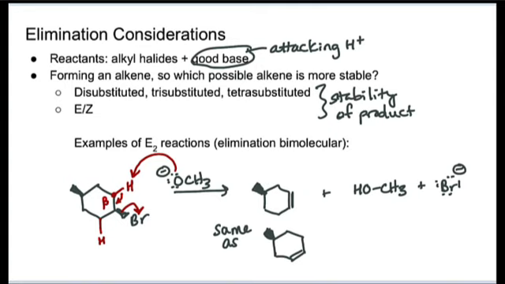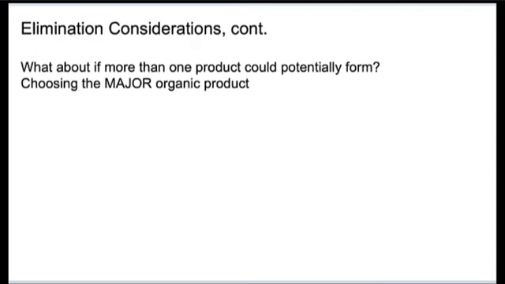But it's often the case that we end up with more than one possibility for products. And so what about if more than one product could form? Let me give you another example here.